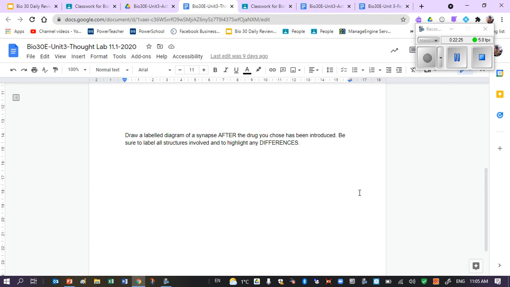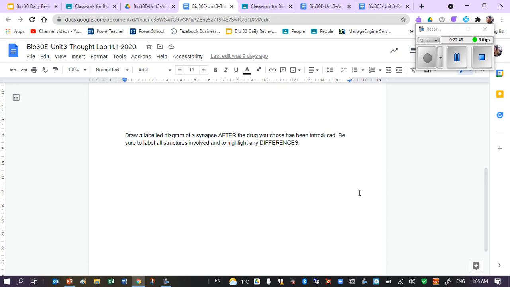So I need to see very clearly, and I would suggest that you write the word difference and point an arrow at it so that it's super obvious what the difference is. But highlight the differences. Make sure that it's clear what was going on before, regular synapse, and now that this drug has been introduced, what was different.